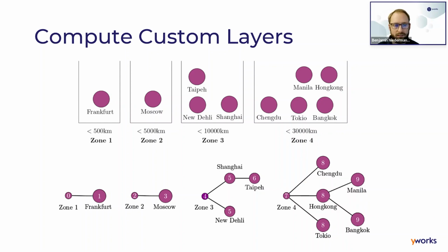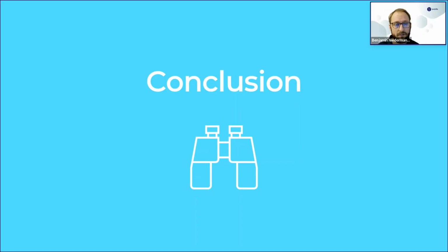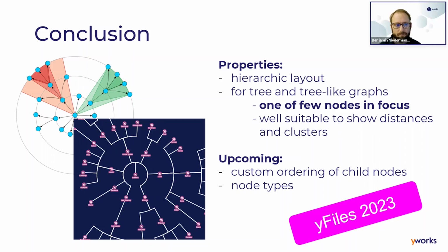And with this, I already want to finish with the coding example and also wrap up the webinar with the conclusion part. And what you have seen in this webinar is a very specialized layout, namely a layout that places the nodes on concentric circles such that there are some or few nodes in the middle of the layout which are really important. And then you have some hierarchy that goes outwards.